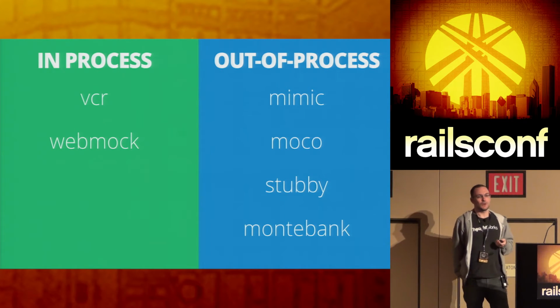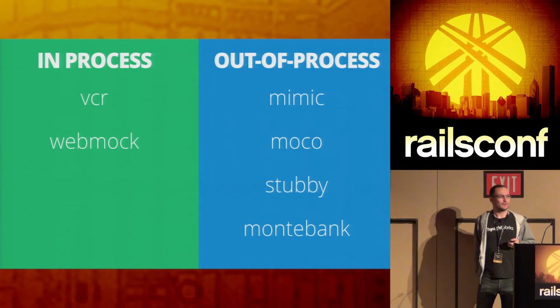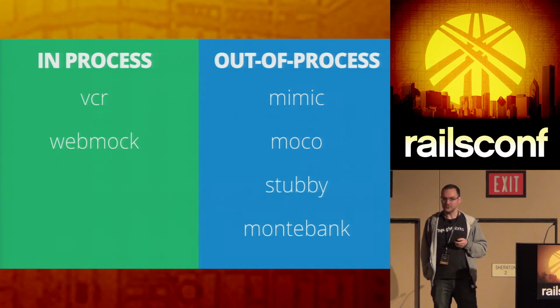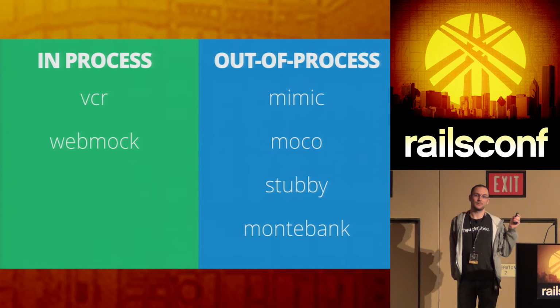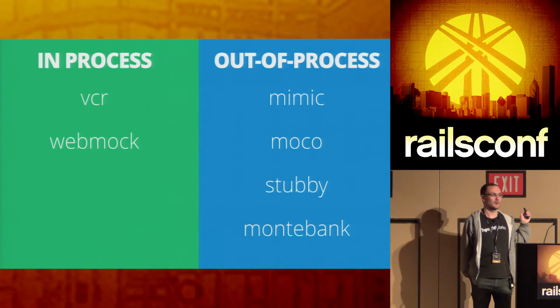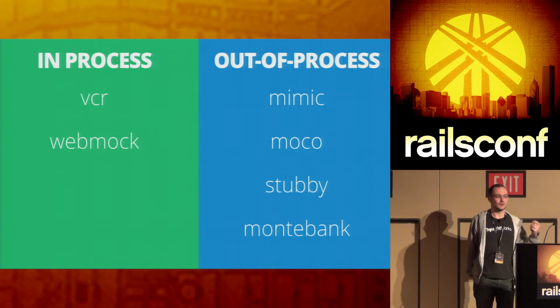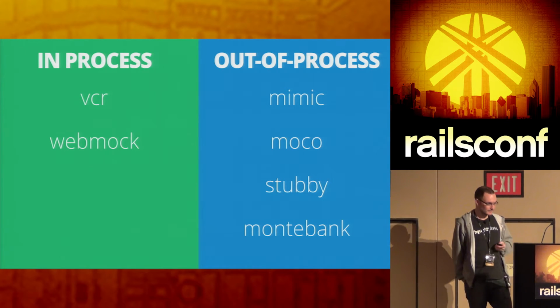Out of process, you've got a lot more options because you're now running out of process. You don't have to use Ruby. You can use whatever tool makes the most sense. So Mimic is a really good option here. This is actually a Ruby gem written by Luke Redpath. It's a Sinatra application that pretends to be whatever you want it to be.